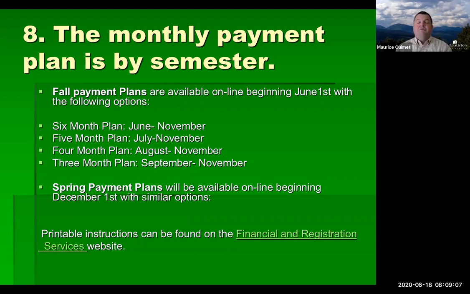We start the spring payment plans on December 1st when the spring semester billing process gets underway. So that's why we say technically you can be making payments to the university year-round. Because if you do a 6-month payment plan for fall and do a 6-month payment plan for spring, you can spread those payments out evenly over the year.